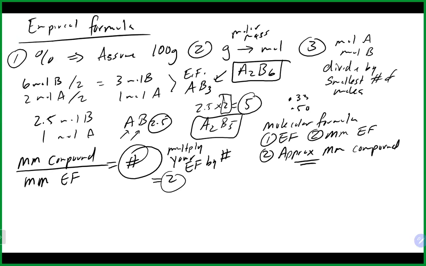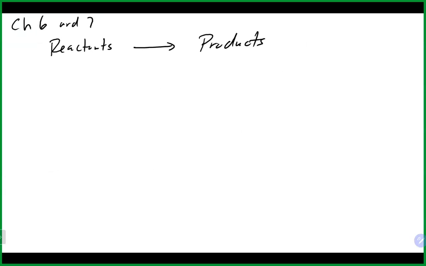Then we rolled into the next 2 chapters that kind of go together, which is chapters 6 and 7. And chapter 6 was really just an intro to balancing equations. So obviously we had reactants on the left-hand side of the arrow. We had our products on the right-hand side of the arrow. And it's always important to make sure that you have a balanced equation.